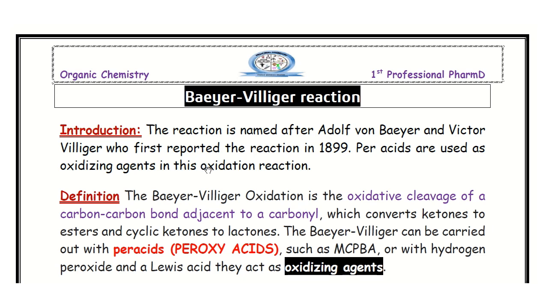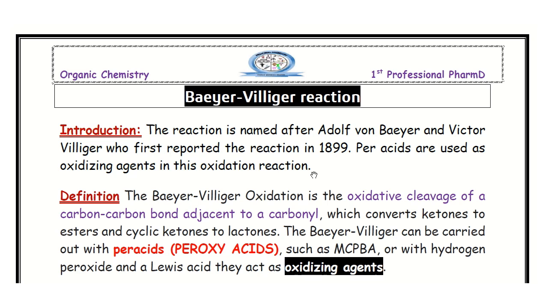By the application of this reaction, they caused the oxidation of different types of ketone by using peroxy acids or per acids as the oxidizing agents. So the per acids or peroxy acids that are used in the oxidation reaction as oxidizing agents cause the oxidation of ketone, and they themselves are reduced during this reaction.